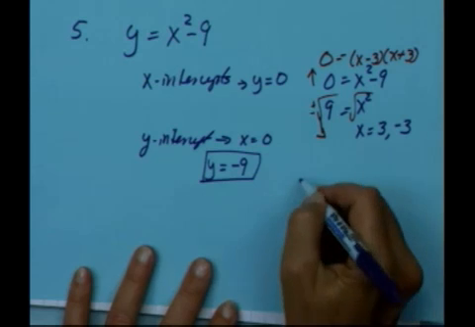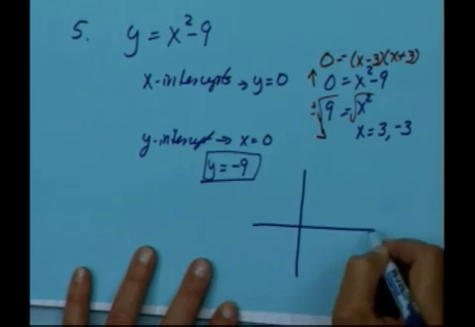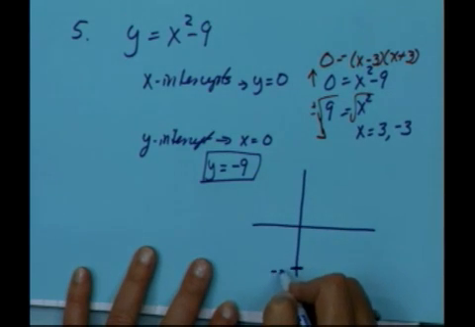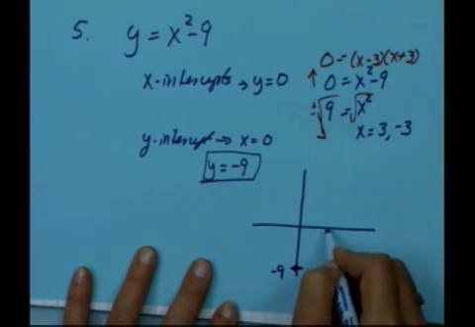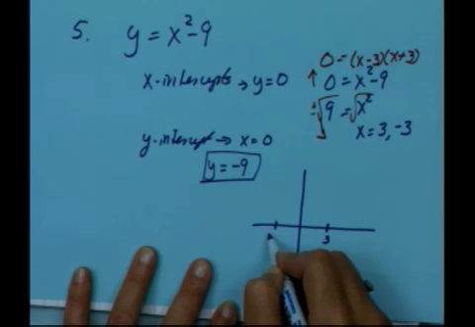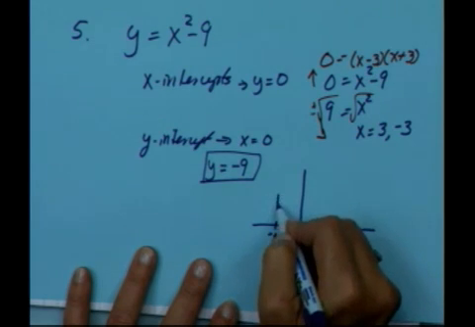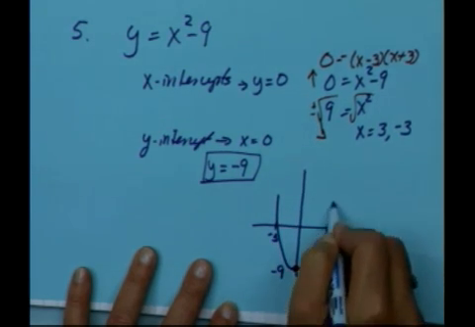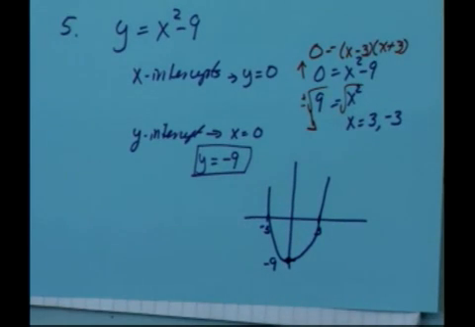Okay, and just a quick graph, although you're not responsible yet. The y-intercept is negative 9. The x-intercepts are 3 and negative 3. The vertex is down there. The graph looks like this. Okay, something like that anyway.